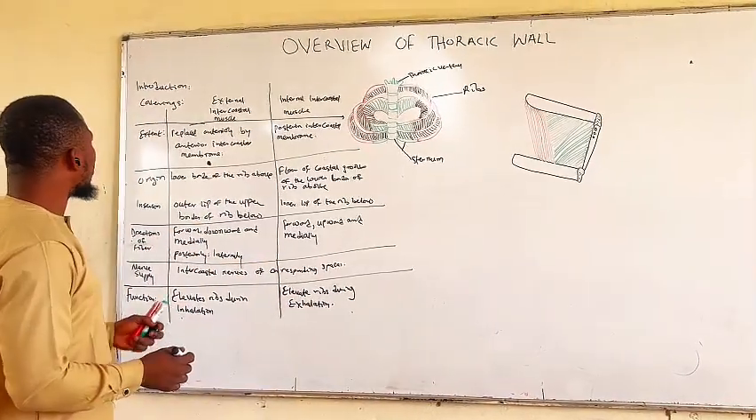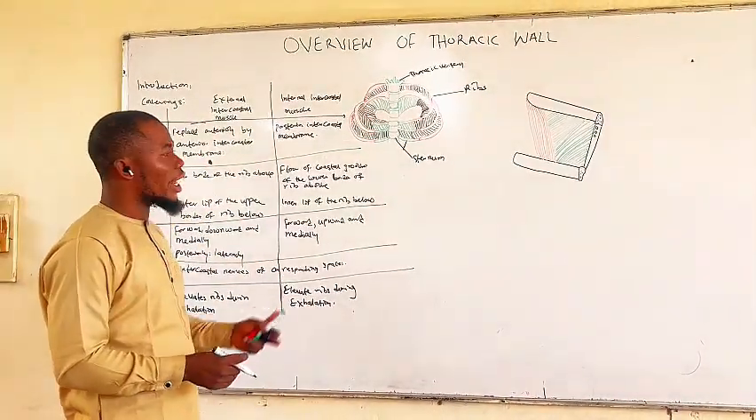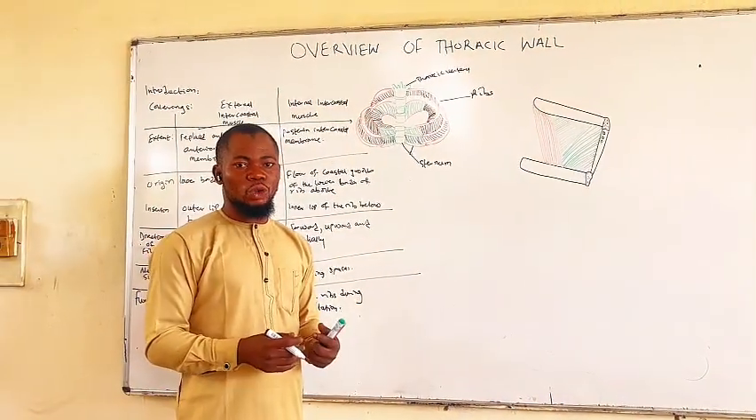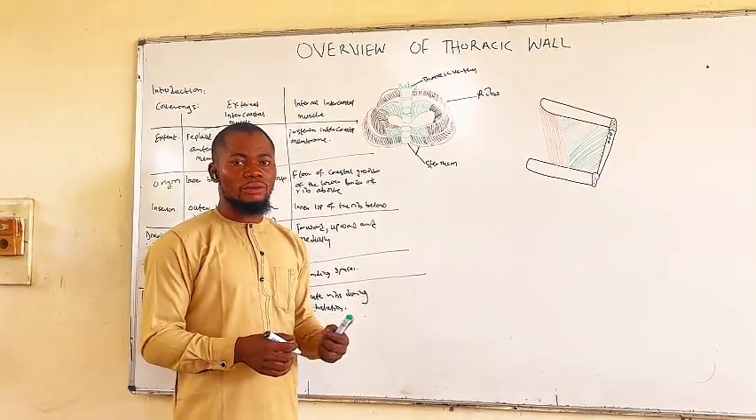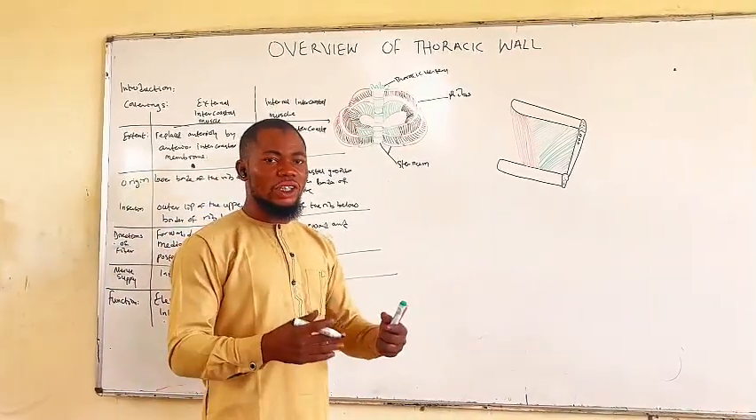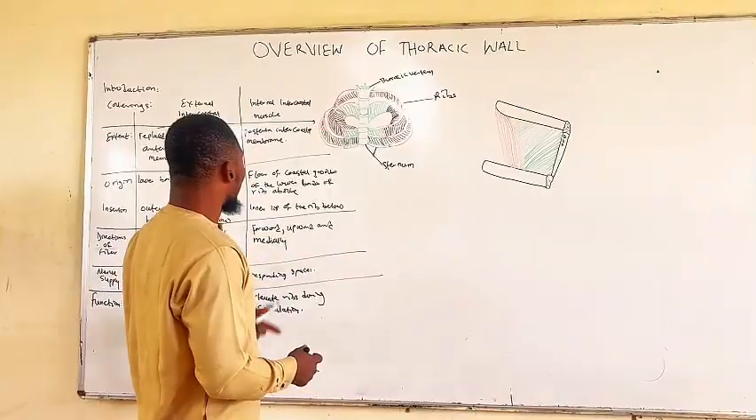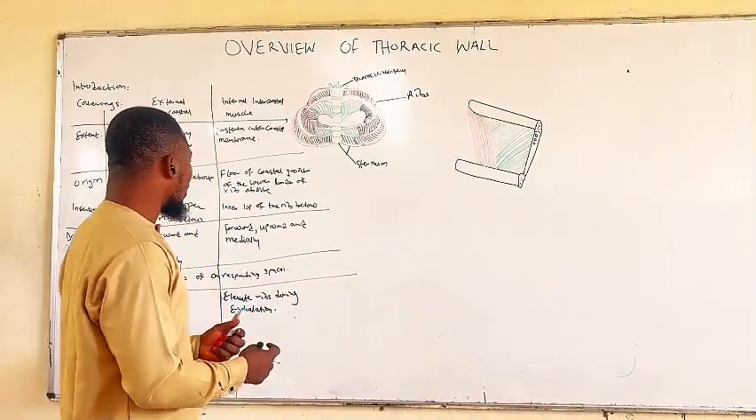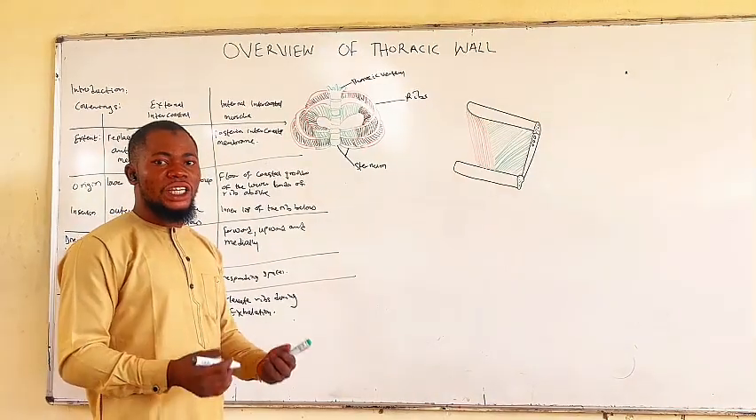Now this is the comparison between the external intercostal muscle and the internal intercostal muscle. We saw that there is also another deep muscle, which is called transversus thoracis. The direction of its fibers is the same as that of the internal intercostal muscle, that is, directed forward, upward, and medially.